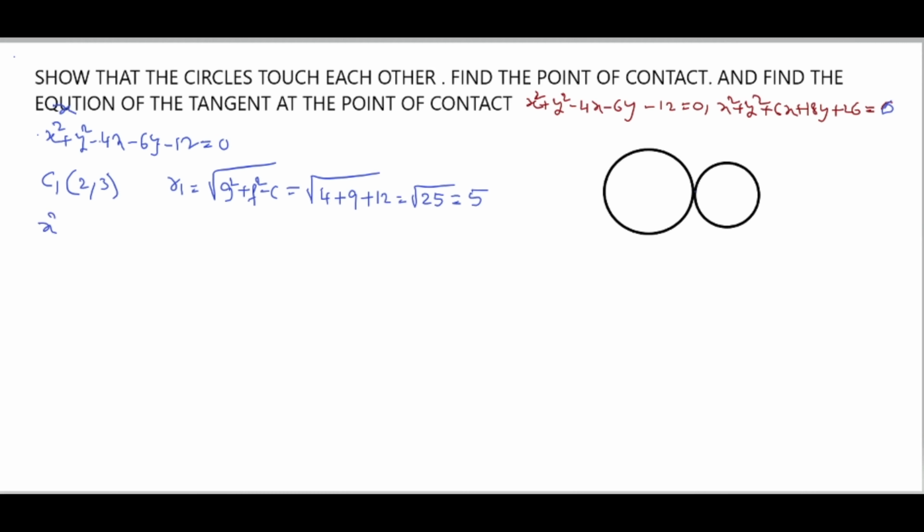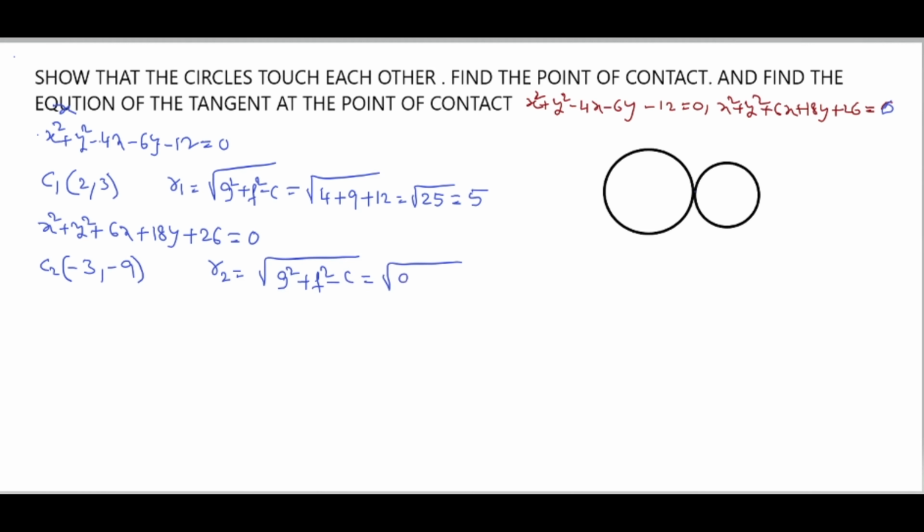And the equation of the second circle is x square plus y square plus 6x plus 18y plus 26 is equal to 0. So the center of this circle is denoted by C2, that is (-3, -9), and the radius of this circle R2 is equal to the square root of g square plus f square minus c, that is 3 square is 9, 9 square is 81, minus 26. 9 plus 81 is 90, 90 minus 26, that is 64, that is equal to 8.